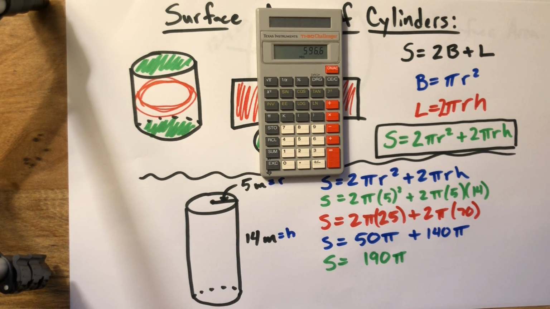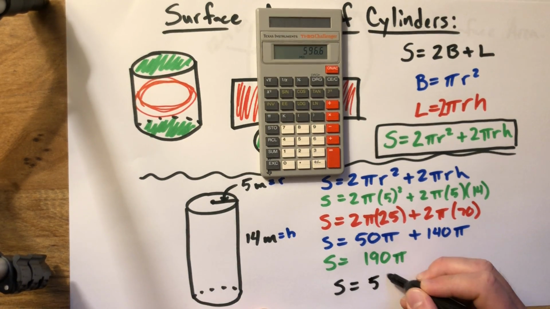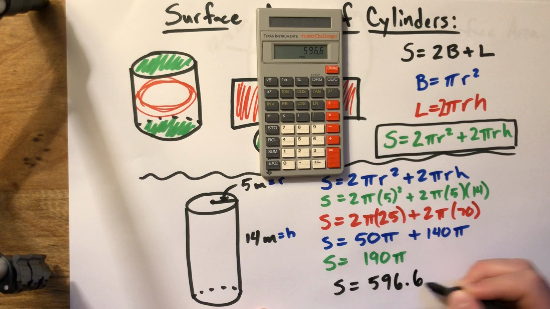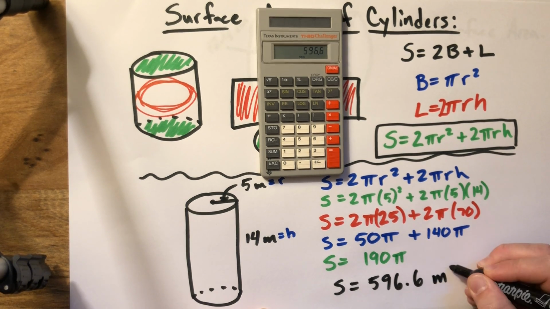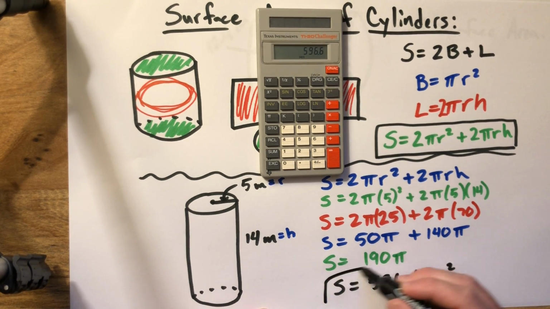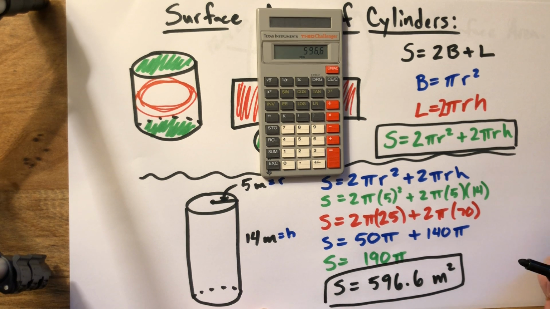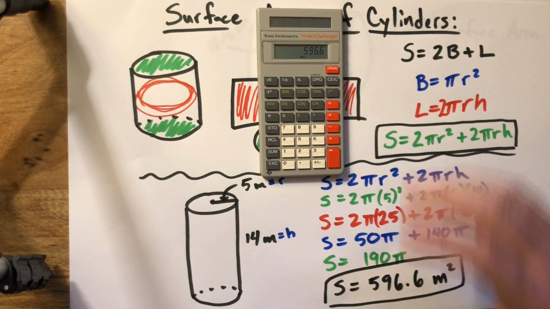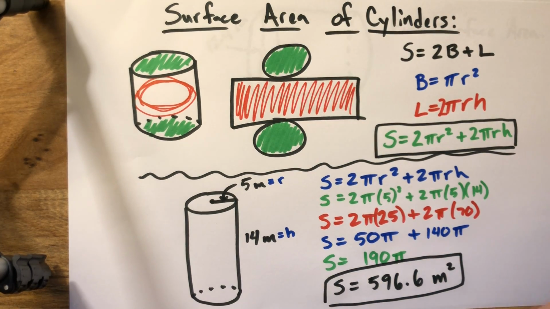Let's look at that. Surface area equals 596.6 meters, and it is squared today because surface area. Volume would be cubed, surface area is squared. Looks good. So just to recap, we used our formula.